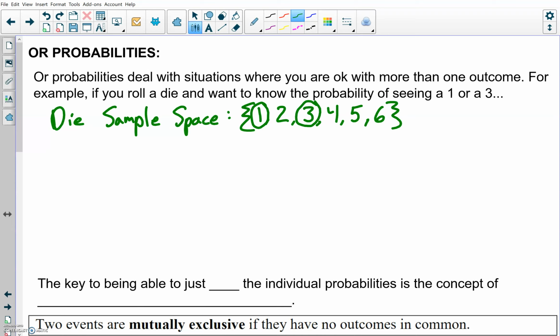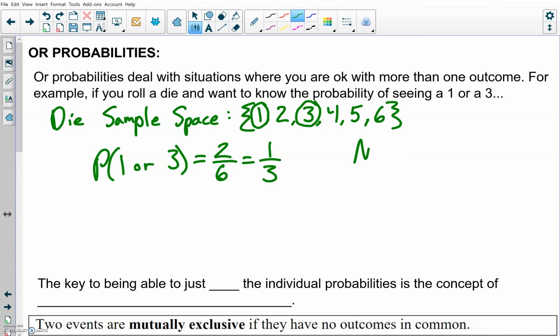So looking at this, we can see that there are 2 numbers out of the 6 that satisfy my desired event, my outcomes of 1, outcomes of 3, both make me happy. So 2 out of the 6 will be the probability of a 1 or a 3 occurring when you roll a die one time. So 2 out of 6, reduce that down to 1/3.